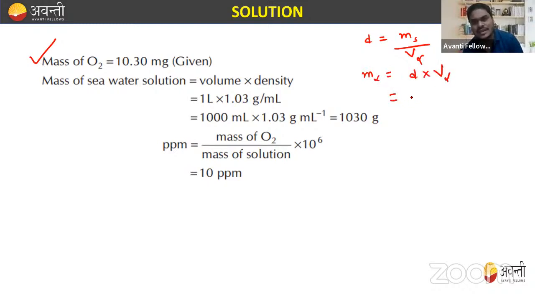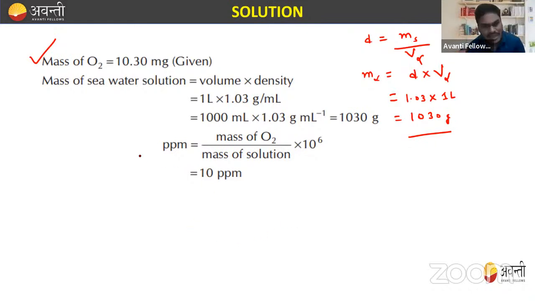So what is density here? That is 1.03. What is volume here? That is 1 liter. So we can calculate it comes out to be 1.03 into 10^3 gram. Okay. So this comes out to be, because the volume is in liter, so when you multiply by 1000 ml, we get this, that is 1030 gram. So this is the mass of the solution.